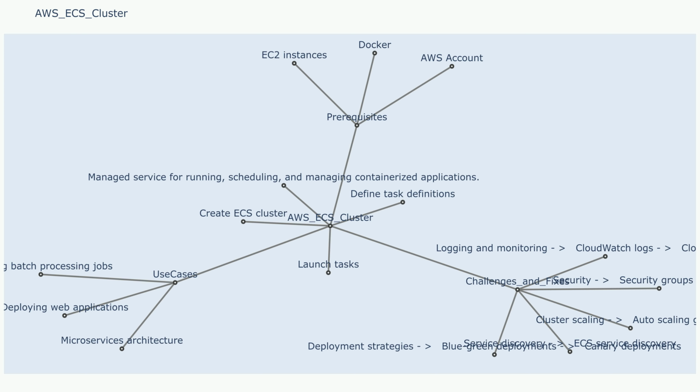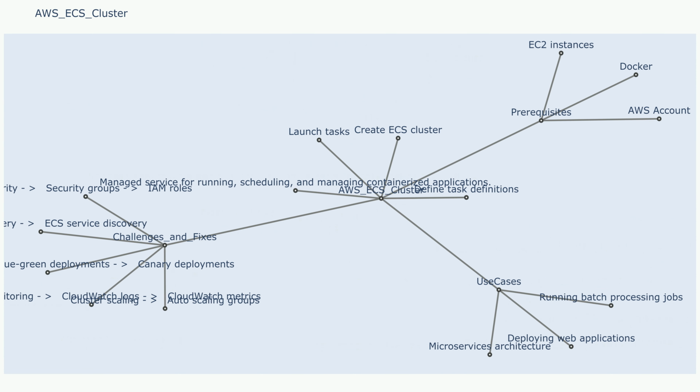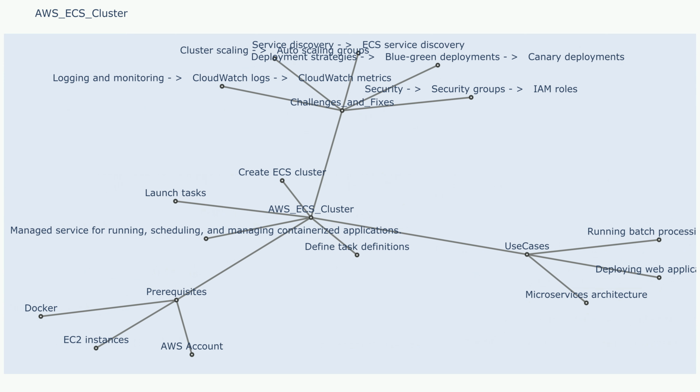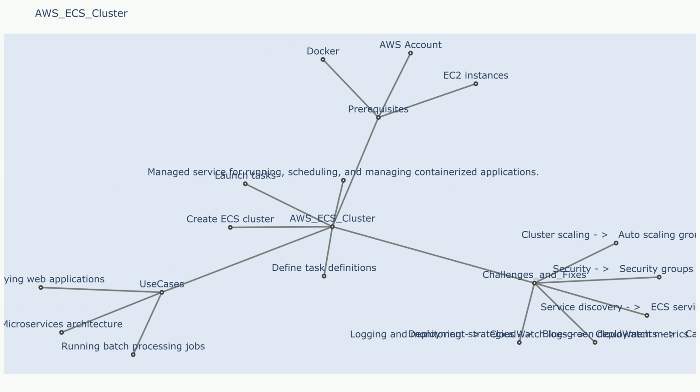AWS ECS Cluster. Description: Amazon Elastic Container Service (ECS) is a fully managed container orchestration service that allows you to easily deploy, manage, and scale containerized applications on AWS. It handles tasks like scheduling containers, managing resources, and ensuring high availability.